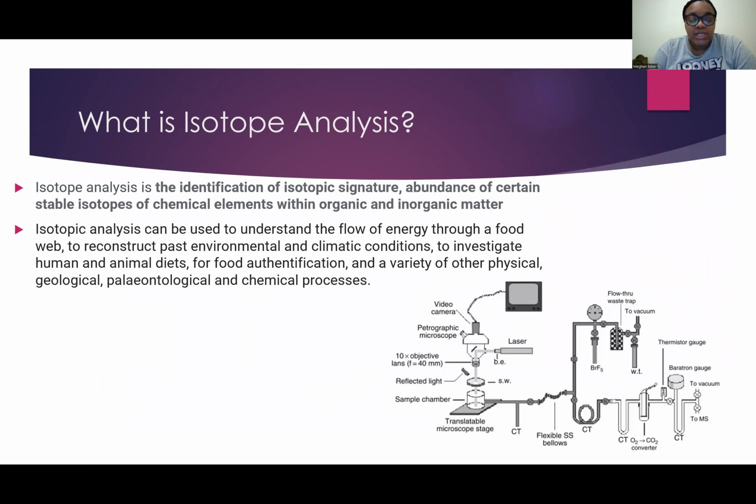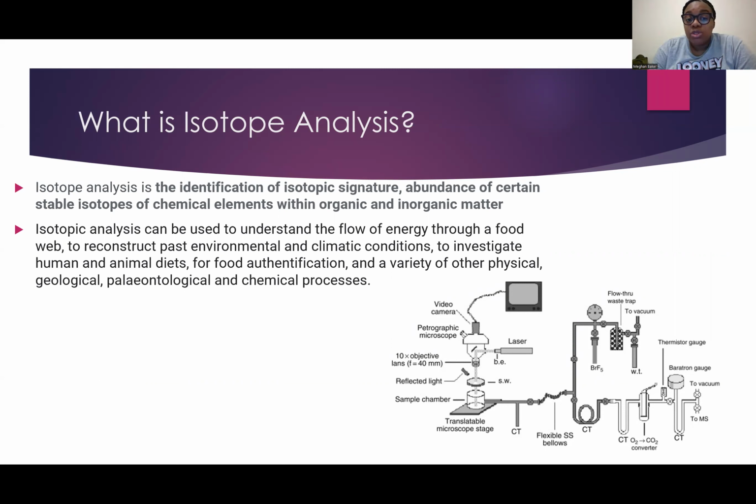So, what is isotopic analysis? Well, first, an isotope analysis is the identification of an isotopic signature, abundance of certain stable isotopes of chemical elements within organic or inorganic matter. In this case, it was the pollen spores that were being analyzed.